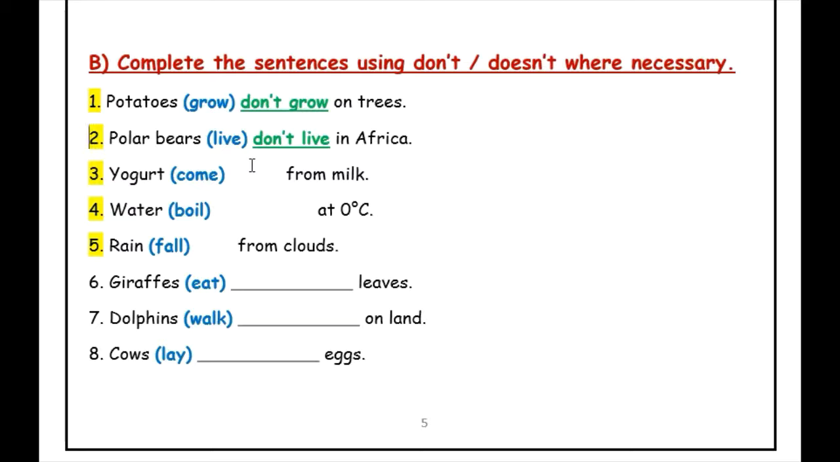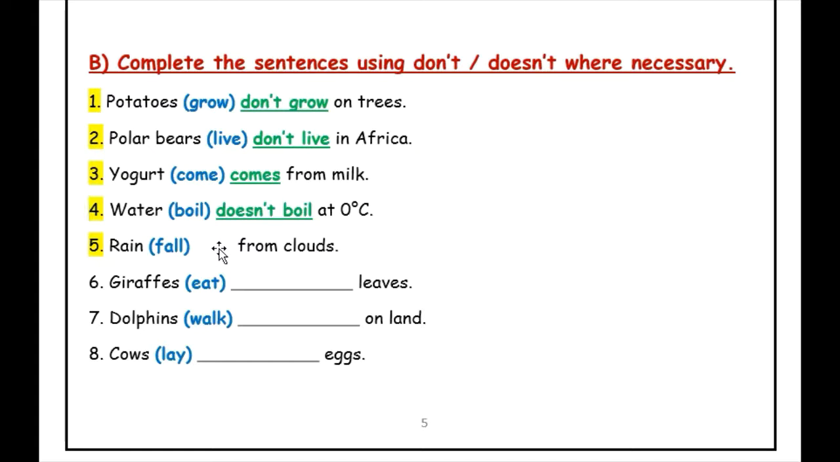Yogurt comes from milk. Does yogurt come from milk? Yes, it does. So we say yogurt comes from milk. Water boils at 0 Celsius. Does water boil at 0 Celsius? No, it doesn't. So we say water doesn't boil at 0 Celsius.